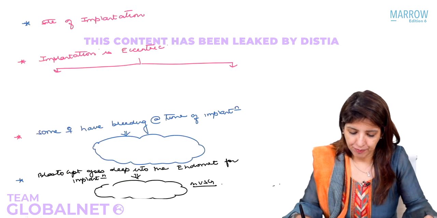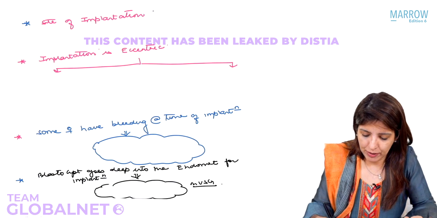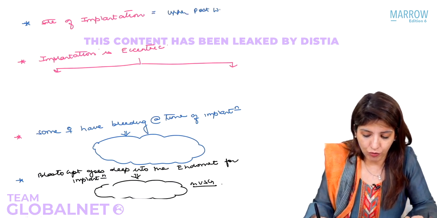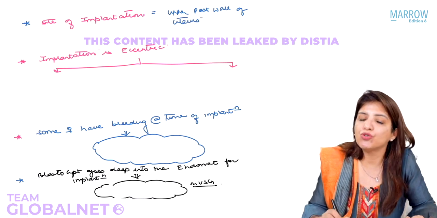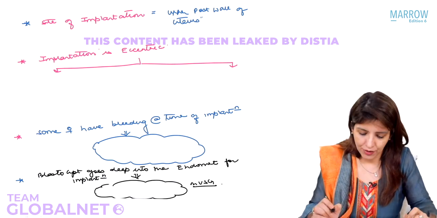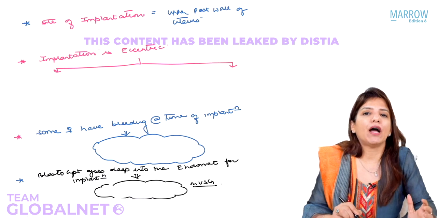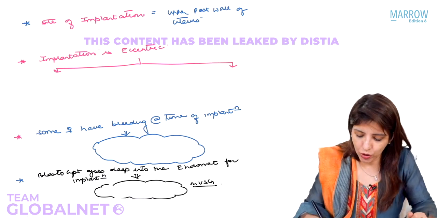Okay. Then, what is the site of implantation? The site of implantation is the upper posterior wall of the uterus. Upper posterior wall of the uterus, close to the fundus. It is not the fundus of the uterus, right? Now, whenever implantation is happening, implantation is eccentric. What do I mean by that?